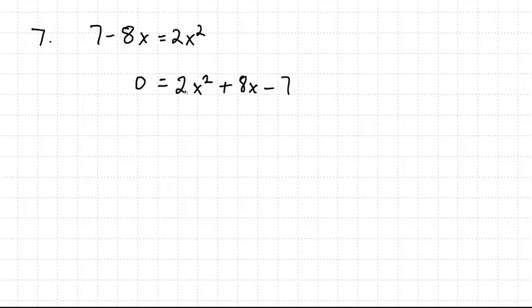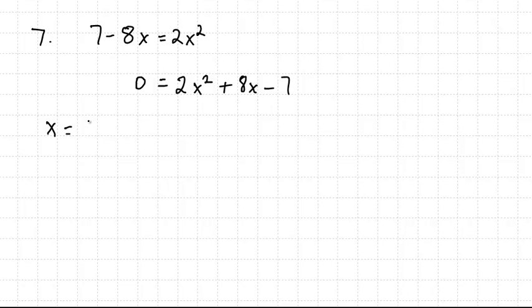And finally, for number 7, we have 7 minus 8x equals 2x squared. Again, this form of this equation is not convenient, so let's put it in standard form. For standard form, I can move things onto the left or right side. So just because I like this positive 2x squared on the right side, I'm going to make the left side 0 and move everything onto the right side. So in standard form, this is 2x squared plus 8x minus 7. Now, there's no way we can factor this, so into the quadratic formula we go.